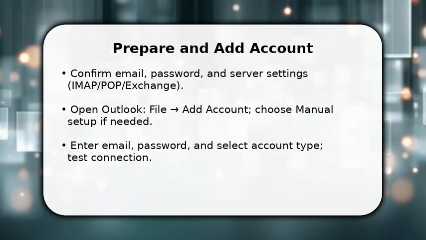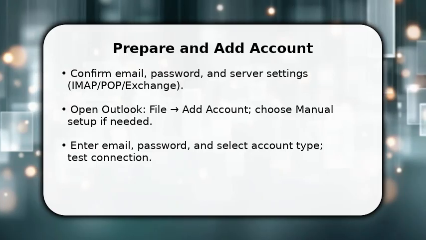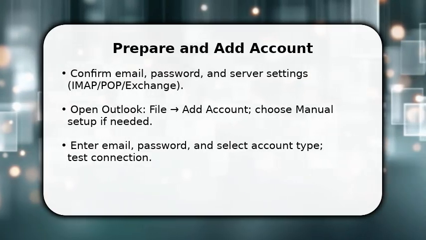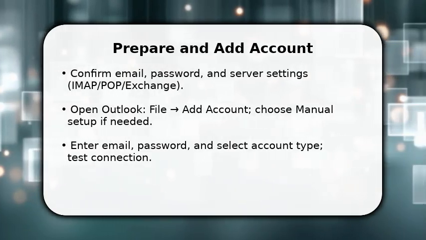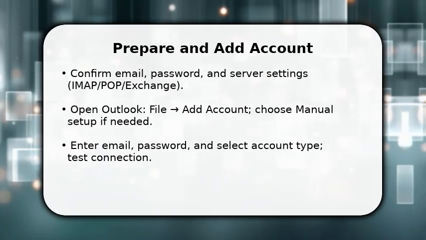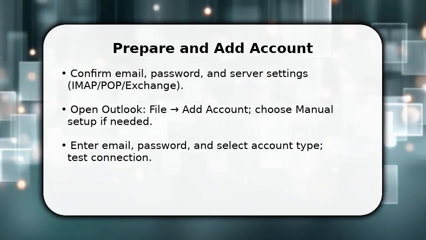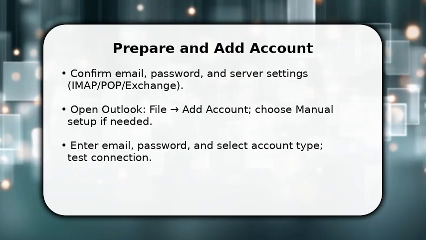You start by preparing the pieces: your email address, password, and whether the account uses IMAP, POP, or Exchange. Once ready, open Outlook and go straight to File, then Add Account. This gets you into configuration quickly.